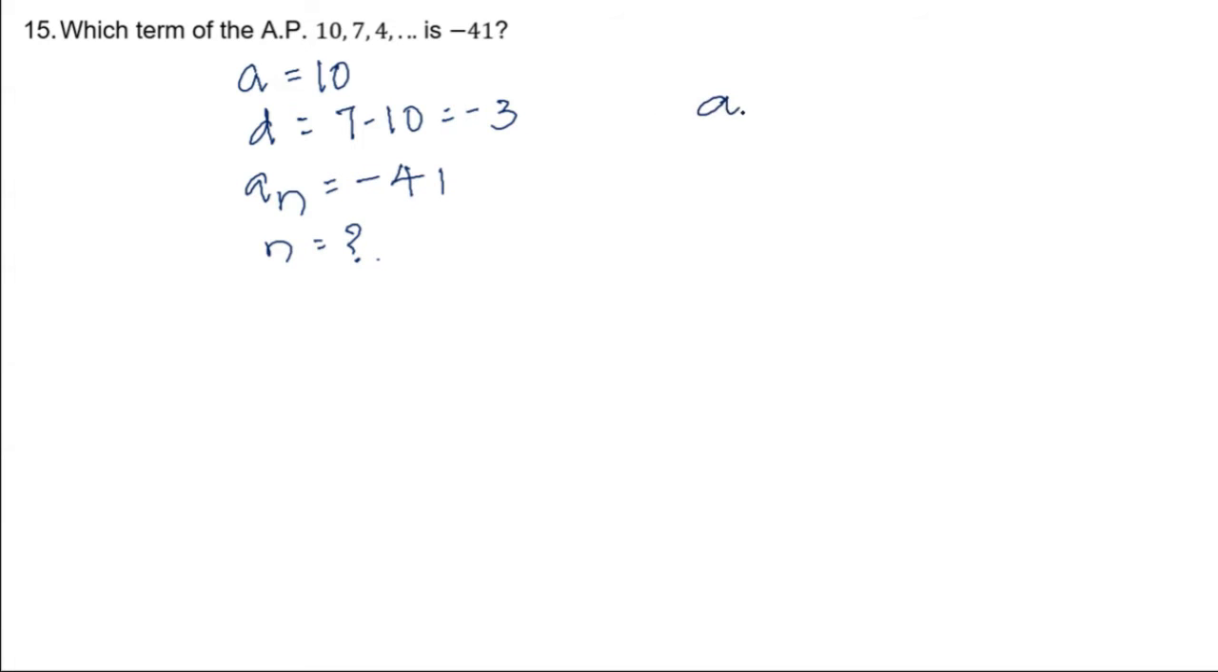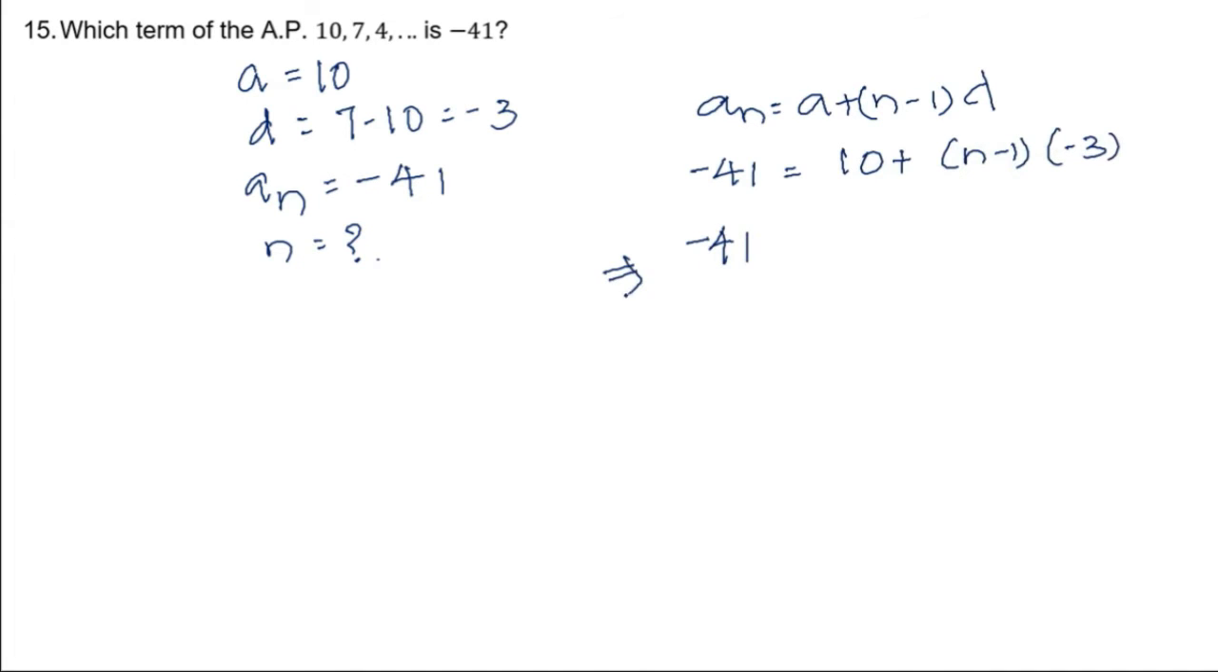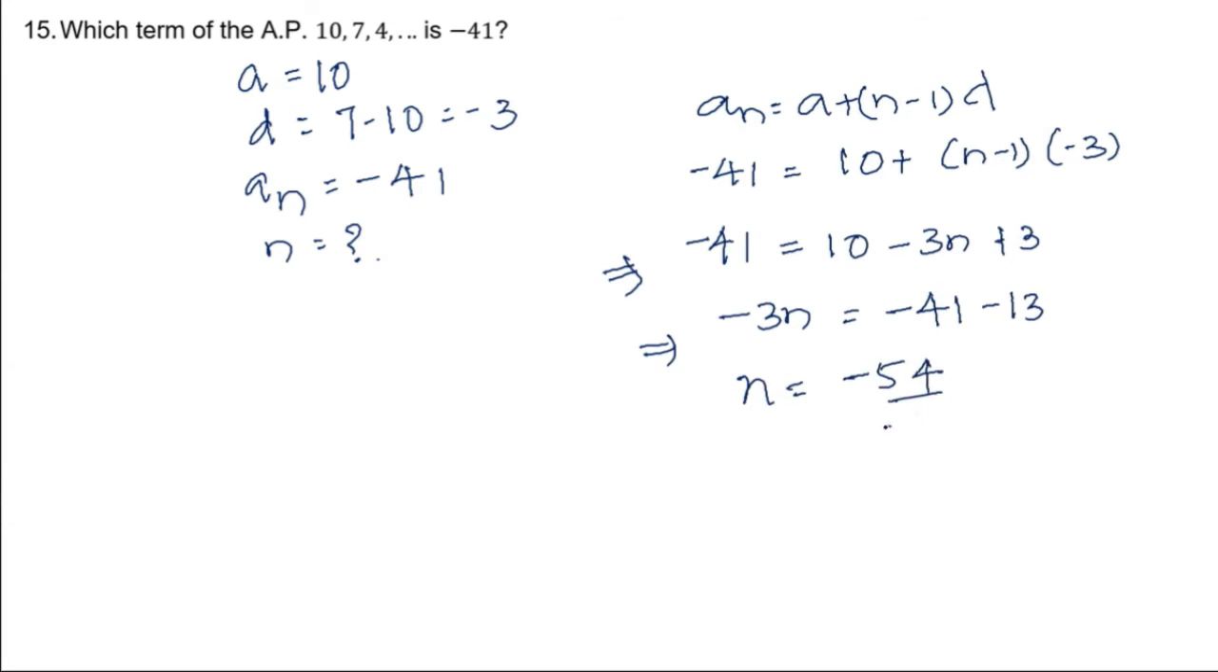We'll use the formula an equals a plus n minus 1 into d. Let's substitute. It's -41 equal to 10 plus n minus 1 into -3. Let's further simplify. We get -41 equal to 10 - 3n + 3. So -3n will be equal to -41 - 13. We get n equal to -54 by -3, which is 18. It means that the 18th term of the arithmetic progression is -41.